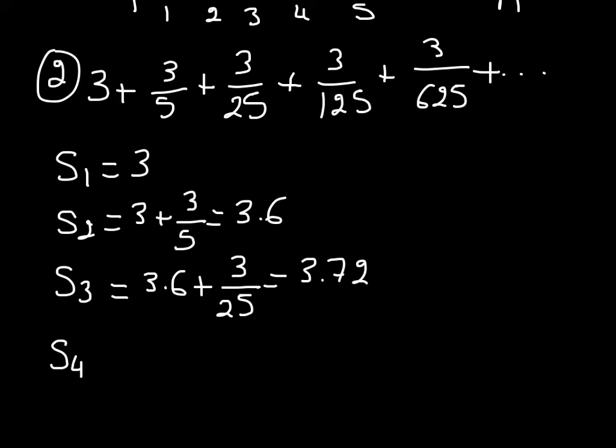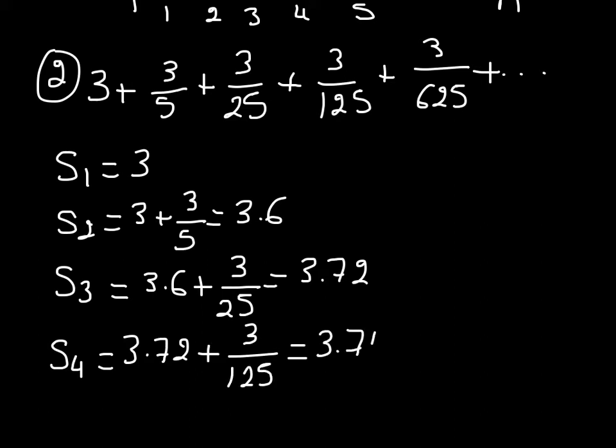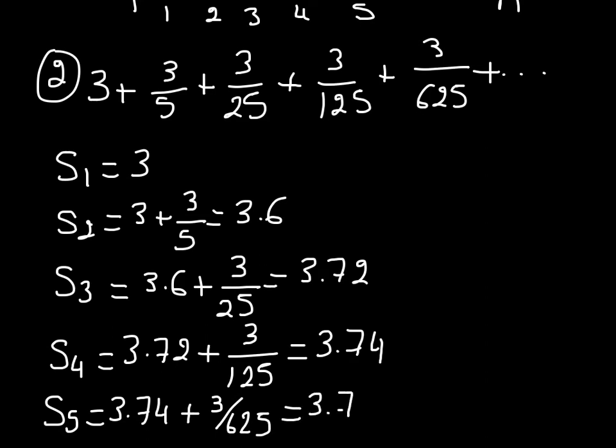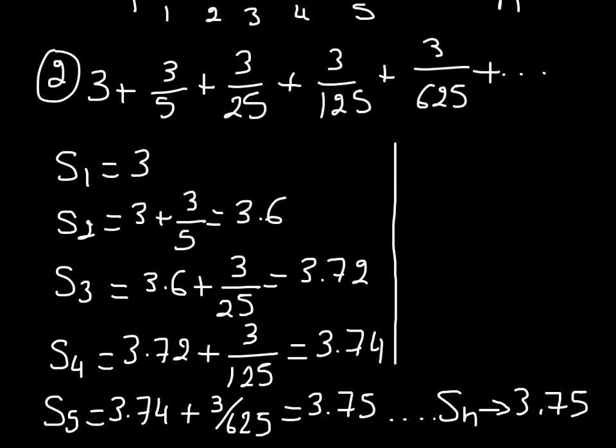And then the fourth one will be the first 3 added up plus the fourth term, which is 3 over 125. You see those sums? We call them the partial sum. And finally, we're going to do the fifth one. The fifth one is the first 4 added up to 3.74 plus the fifth term, which is 3 over 625, and that's going to give us 3.75. As you continue this pattern, you will find S of n is approaching 3.75. It will never cross it. I seriously want you to go ahead and graph it like we did on the previous one.